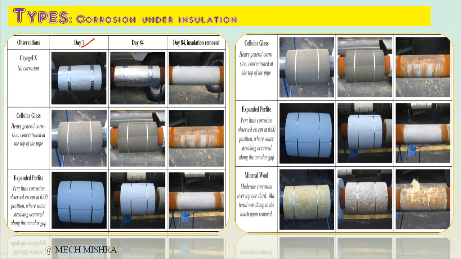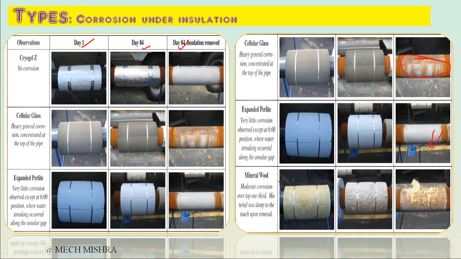Now these are a few examples where the test has been carried out and observations have been taken on day 1, day 84 and after insulation removal. So approximately 3 months after insulation removal, the observations have been taken. First we will see the cellular glass. After 84 days you see the condition. They have absorbed the moisture, and we can see the initiation of the corrosion.